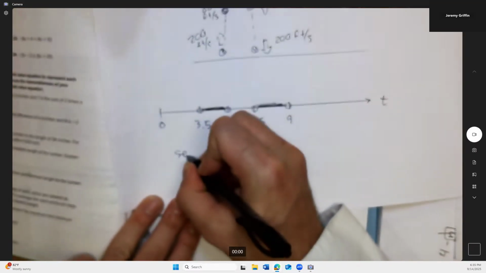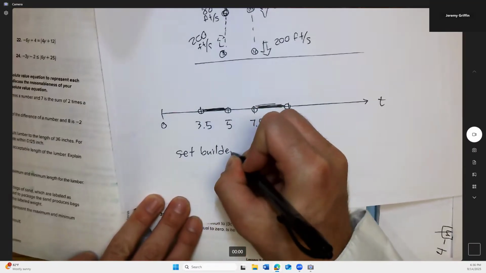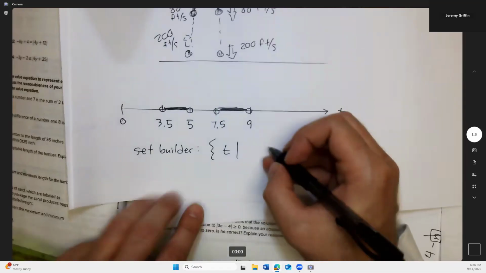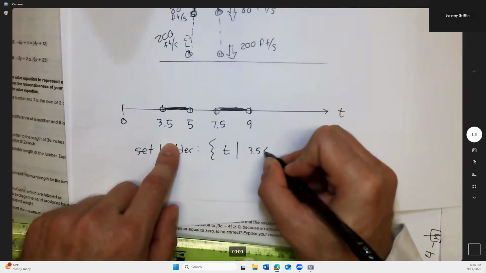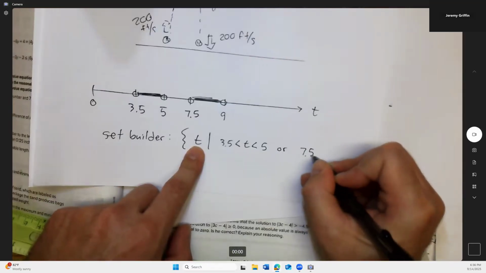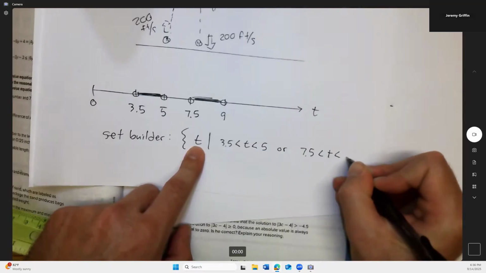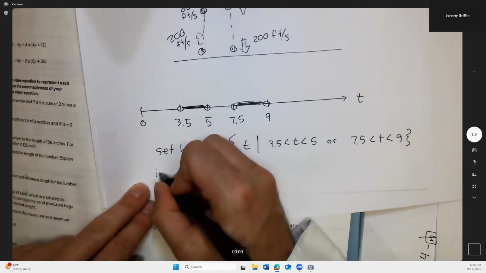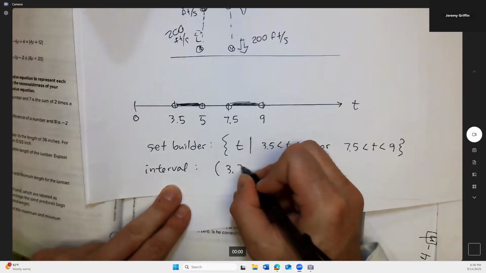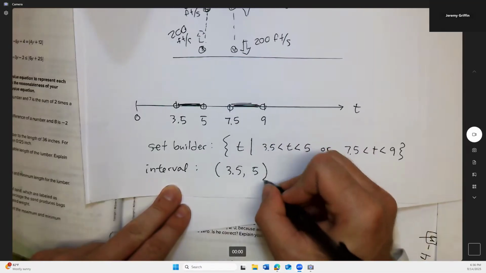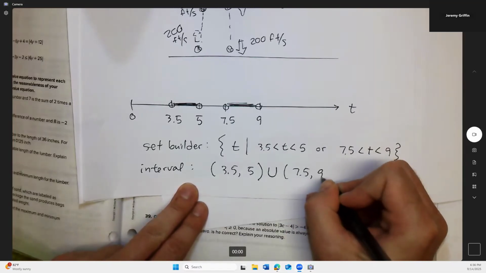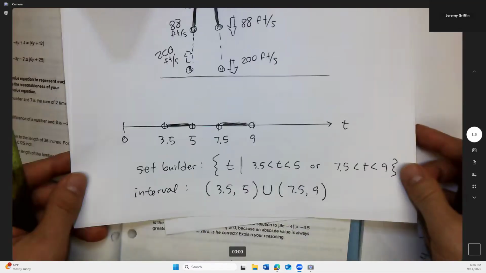In set builder notation, I would say time such that 3.5 less than t less than 5, or 7.5 less than t less than 9. And in interval notation, I would go 3.5 to 5, close parenthesis, and then union, and then 7.5 to 9. All right, so that should cover it right there.